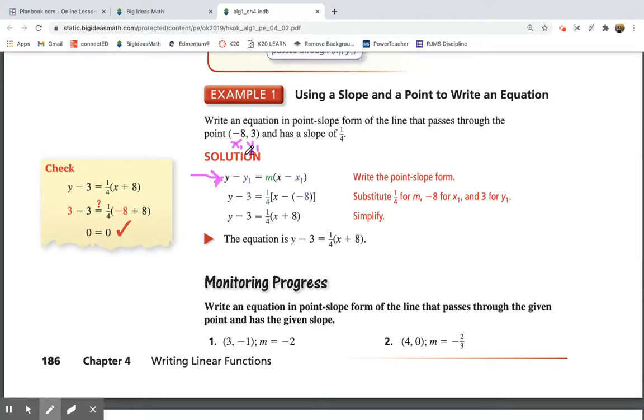Okay, so now y minus y1, that's a 3. So y minus 3 equals your slope, which was 1/4, times x minus x1. The x1 is negative 8. So it's x minus negative 8, which we all know two negatives make a positive, and that becomes x plus 8. We leave it like that because they told us to put it in point-slope form. So you leave it exactly like that. You don't solve for anything.